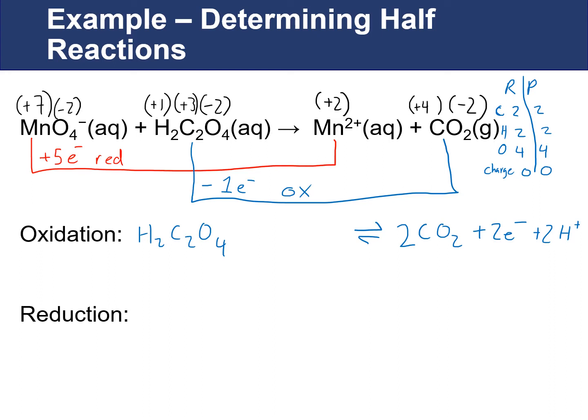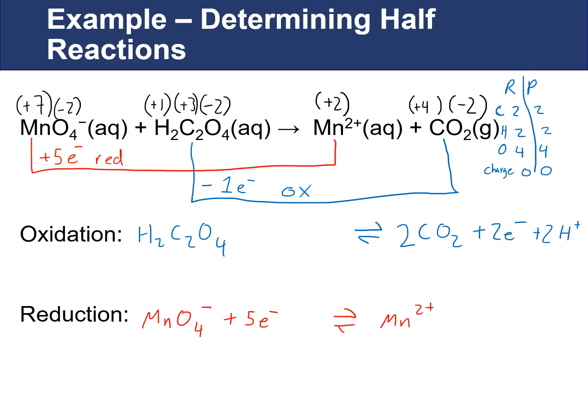In our reduction path, we have MnO4 minus, giving ourselves some room, goes to Mn2 plus. First, balancing out our manganese. On the left-hand side we have 1, on the right-hand side we have 1, so that's balanced. For each manganese, as we previously determined, it will be picking up 5 electrons, so that goes on the reactant side, plus 5 electrons.